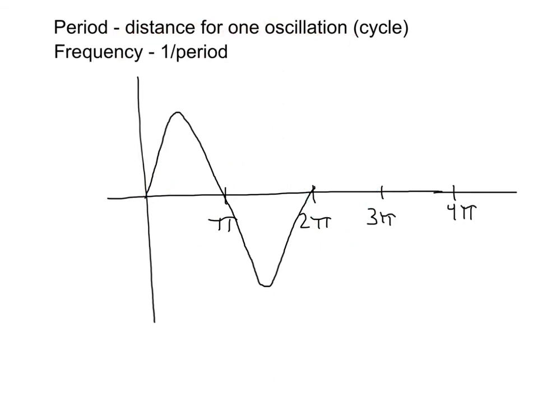Something very similar to the period is the frequency, and this is just another way to write it. The frequency is always just 1 divided by the period. This is just saying one cycle occurs for each period. So for this graph, you'd have one complete cycle every 2 pi radians.